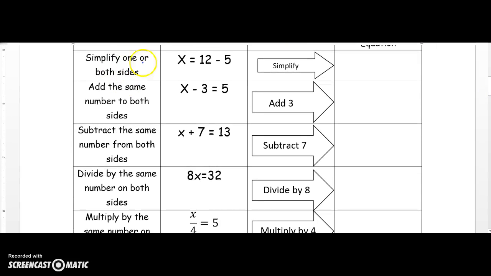Again, first step is always simplify on both sides of the equation. X is by itself, so let's simplify 12 minus 5. We get x equals 7. As in yesterday, subtraction is shown, so we are going to add 3 on both sides of the equation. So x equals 8. When addition is shown, we are going to subtract on both sides of the equation. So you get x equals 6.